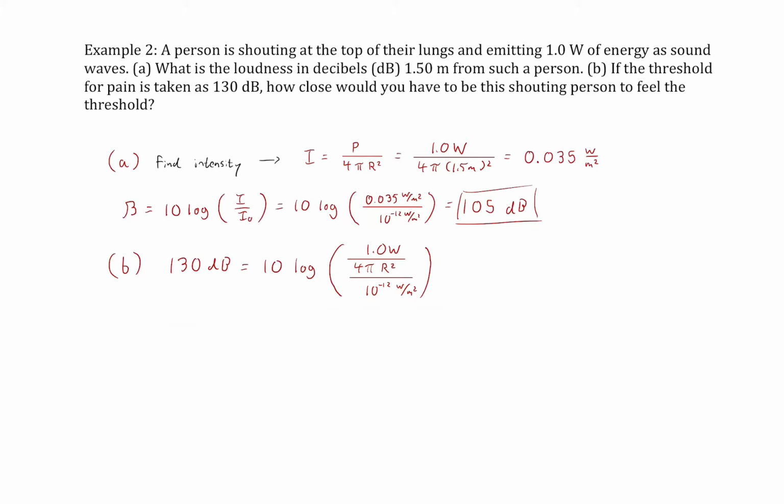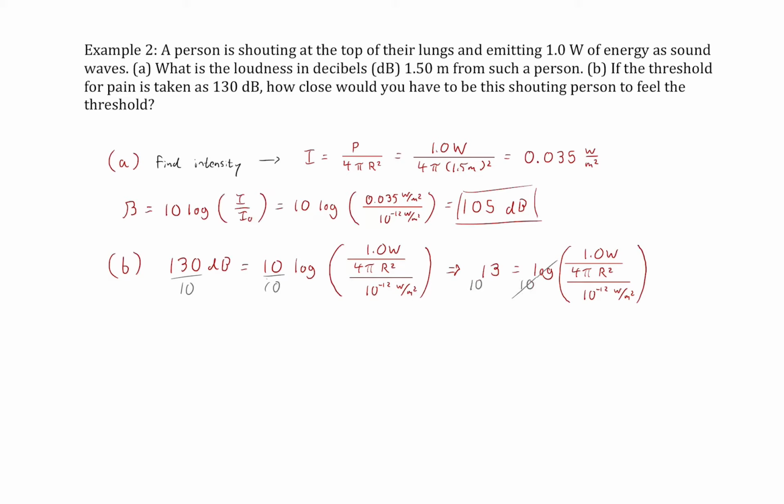Here we need to solve for R. So notice what I've done here. I've just set up the definition of decibels and plugged in the fixed value that we're given. Our unknown here is R, and we need to solve for it. The reason R ended up inside the logarithm is I just replaced I with the definition of I as power over the surface area of a sphere. Then we just divide both sides by 10. This is just showing the algebra. Now I've got 13 equals log instead of 130 equals 10 log.